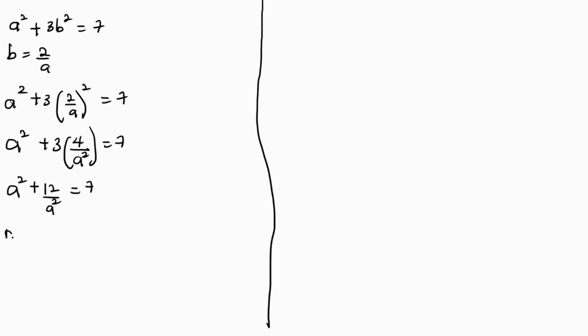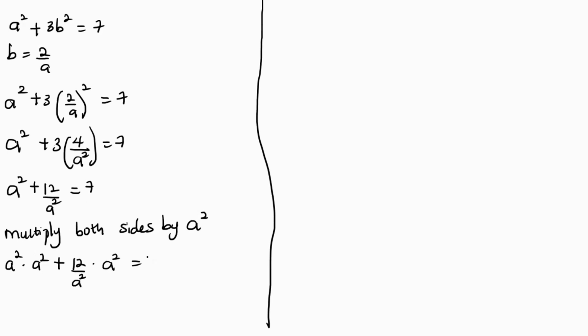Next thing we want to do is to multiply both sides by a squared. So multiply both sides by a squared, we have a squared multiplied by a squared plus 12 over a squared multiplied by a squared is equal to 7 multiplied by a squared. So a squared multiplied by a squared is going to give us a raised to the power of 4, plus this is going to cancel out this. So we have this to be 12 is equal to 7a squared.